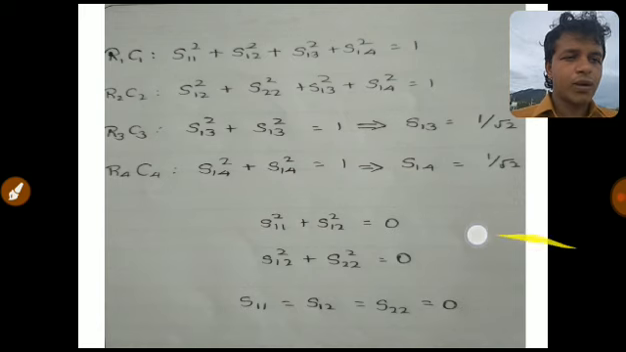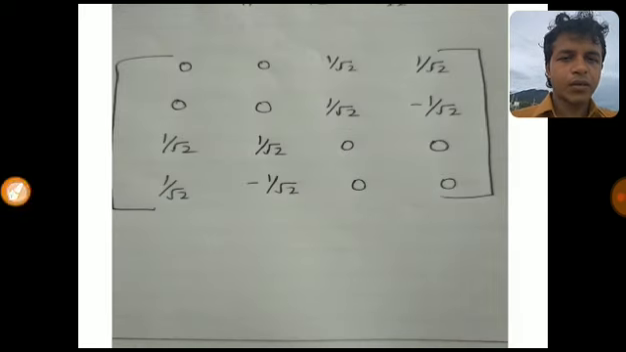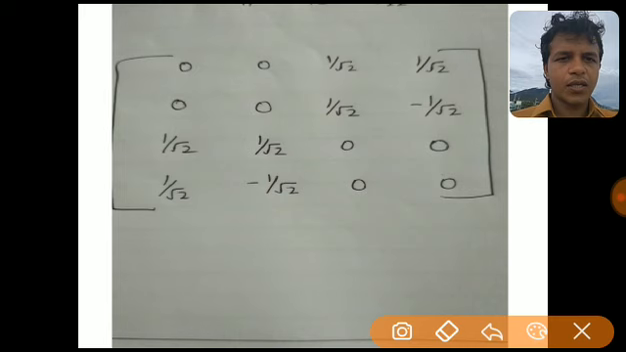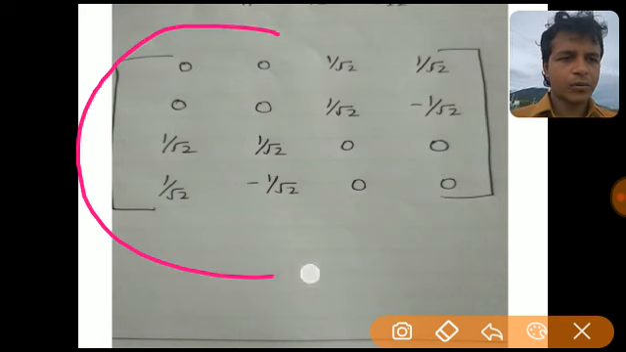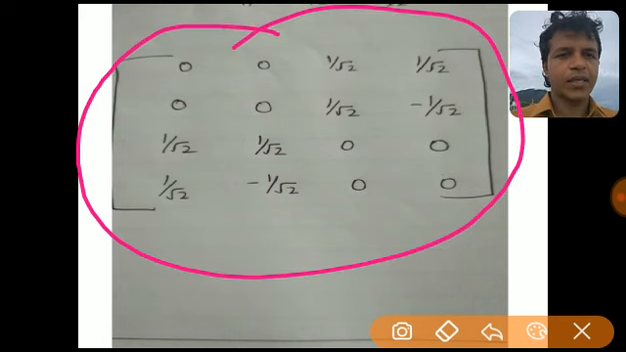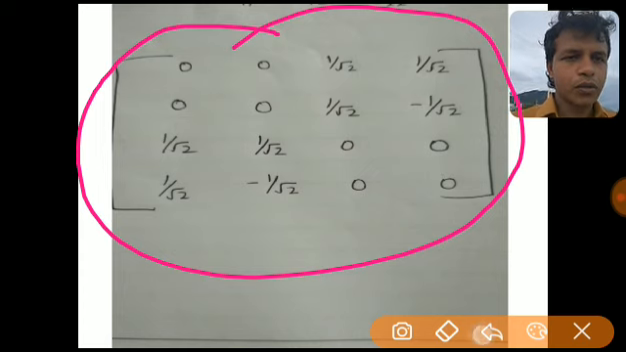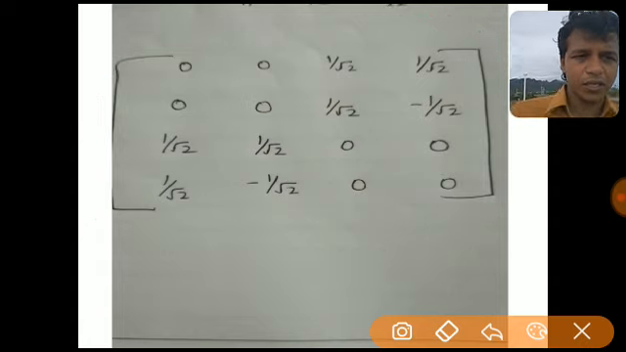On substituting these values in the S matrix or generalized equation, we have got the S matrix of magic T like this: 0, 0, 1 by root 2, 1 by root 2; 0, 0, 1 by root 2, minus 1 by root 2; 1 by root 2, 1 by root 2, 0, 0; 1 by root 2, minus 1 by root 2, 0, 0. So this is how we derive the S matrix of magic T.